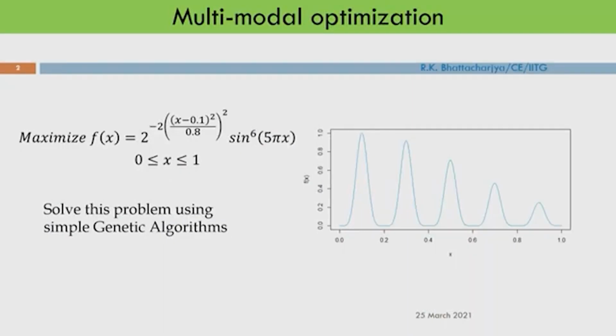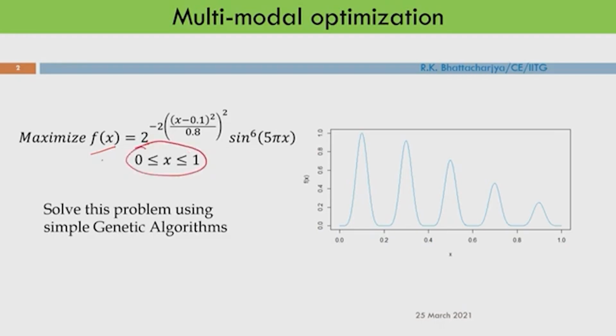Hello student, welcome back to the course on optimization methods for civil engineering. So, today we will discuss multimodal function optimization using genetic algorithm. Here I would like to maximize this particular function. The function is f of x, a one-dimensional, one-variable function, where f of x is 2 to the power minus 2 times ((x minus 1) whole square by 8), and then sine to the power 6 of 5 pi by x. The range of x is between 0 and 1.